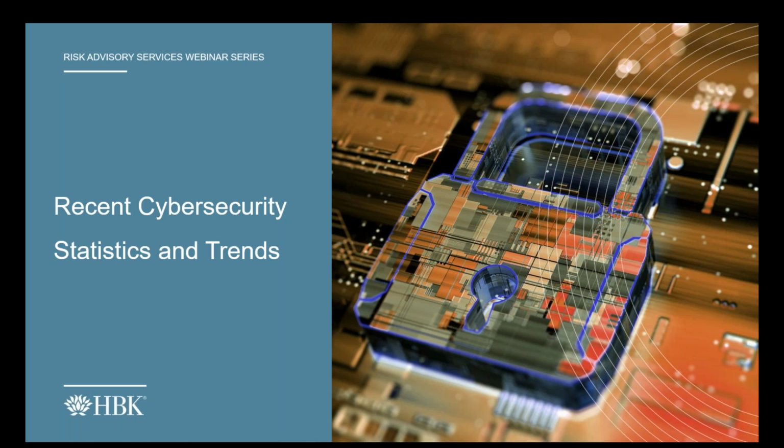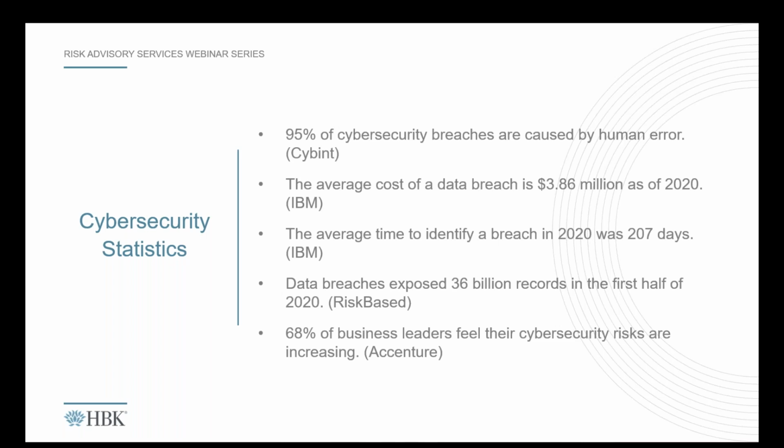Okay, so now let's look at a few recent cybersecurity statistics and trends that are going on out there in the real world. Yeah, so I'm sure everybody hears all the breaches, vulnerabilities, ransomware attacks on the news. Those are some of the stats that we're able to pull from some of the research. So obviously, 95% of cybersecurity breaches are caused by human error. The average cost of a data breach is about $3.86 million as of 2020, based on IBM's research. The average time to identify a breach in 2020 was 207 days. So it takes a while to identify those. This is also based on IBM's research.